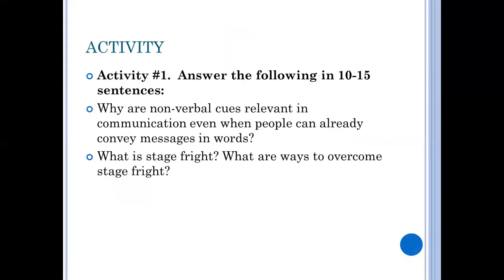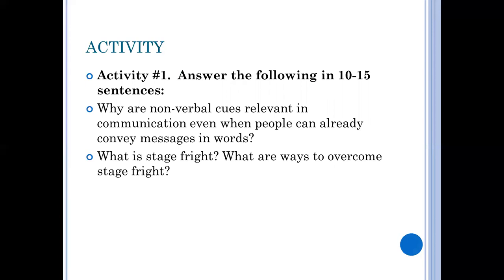Before ending this topic, I will give you your activity. We have our week 5 activity. In your handouts, there are 2 activities, activity 1 and activity 2, but I will just require you to answer and submit activity 1. For activity 1, you must answer the questions in essay form. It is said to answer the following in 10 to 15 sentences, but I will just require you to answer these questions in 5 to 10 sentences.